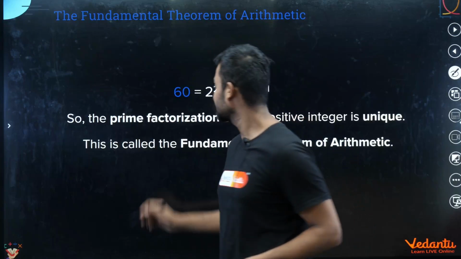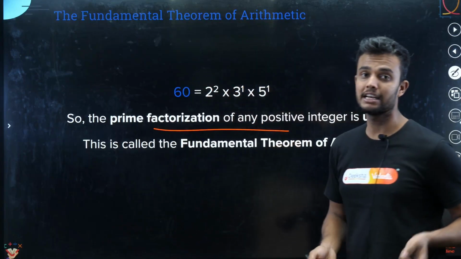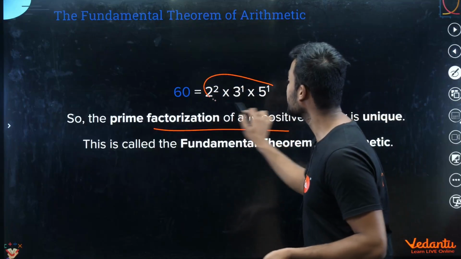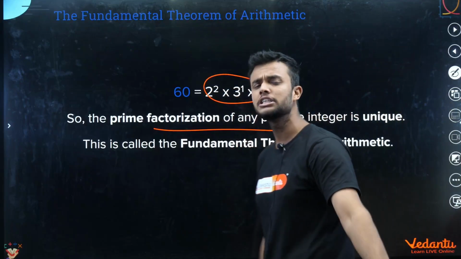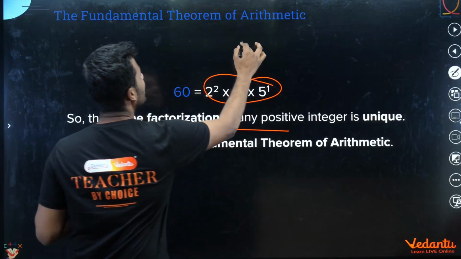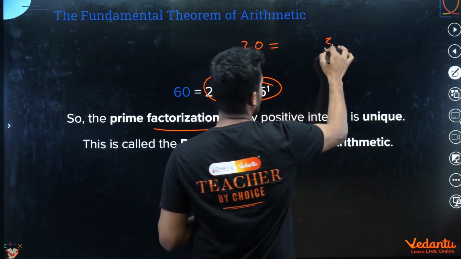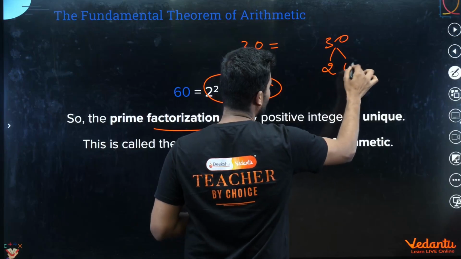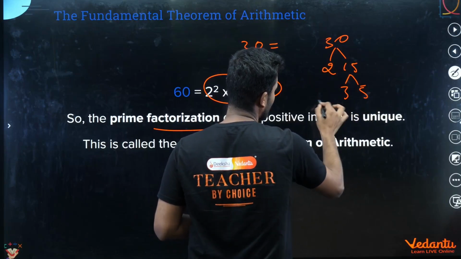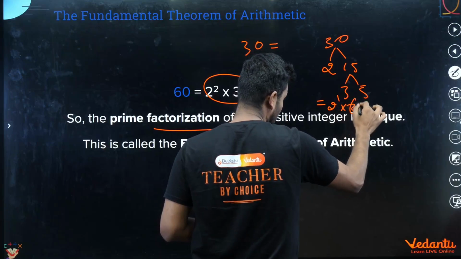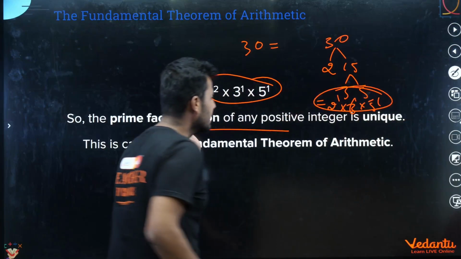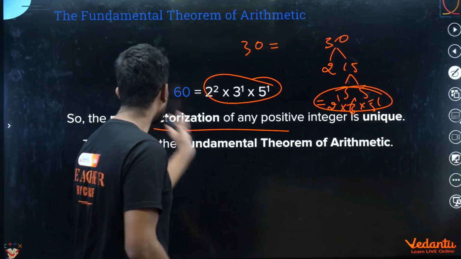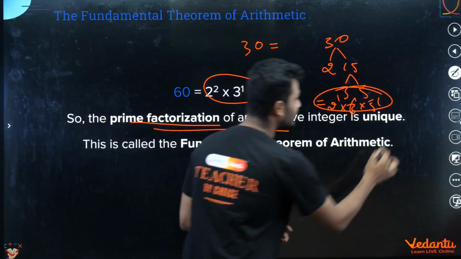This is called the prime factorization of any positive integer. Consider any positive integer, students. For example, consider 30. What is the prime tree of 30? 2 into 15, 3 into 5. It is 2 power 1, 3 power 1 into 5 power 1. For any positive integer, prime factorization is always unique.